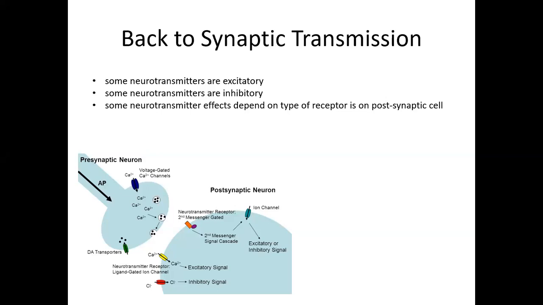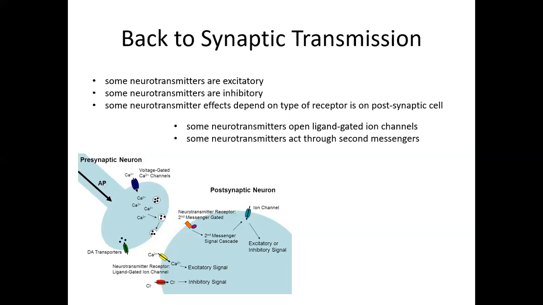Okay, so some excitatory, some inhibitory, some it depends on the type of receptor that's on the postsynaptic cell. Some open ligand ion channels, some are going to act through second messengers. And some is going to be fast and some is going to be slow. So as we go through these various types, this is what you need to figure out. Is this excitatory or inhibitory? Is this ligand gated or second messenger? And is this fast or is this slow? Those are the three questions for you to ask yourself about each of these.